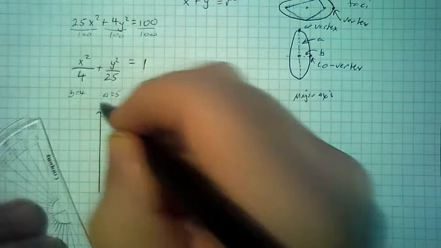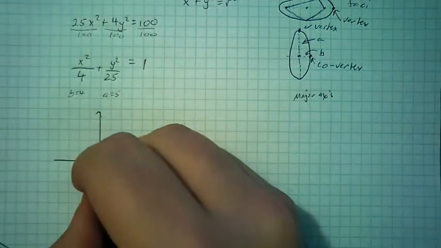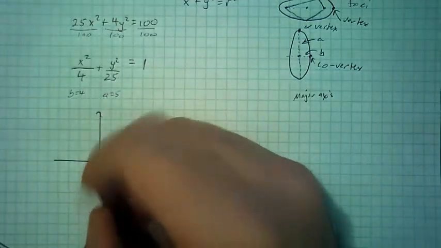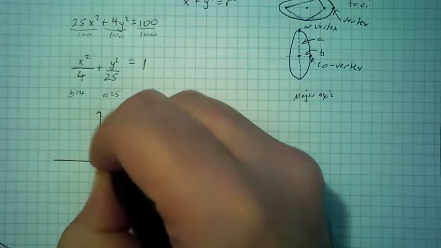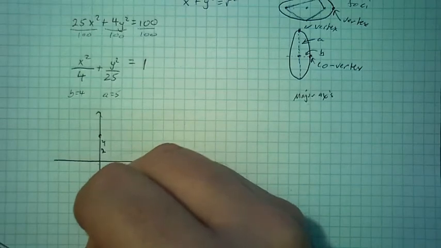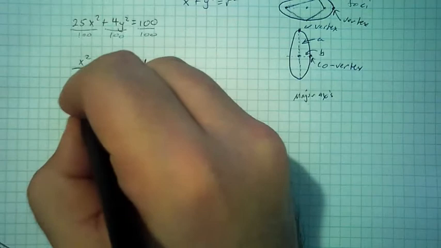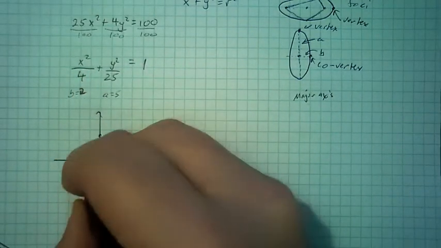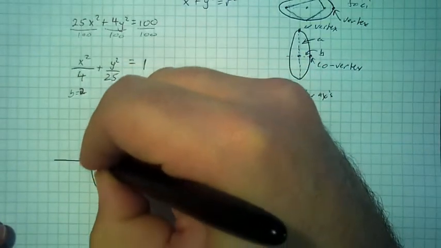My center is at 0, 0. All the centers in this section will be at 0, 0. So my center starts at 0, 0. The y's are going to go up and down from my center. It's going to go up 5 and down 5. But the b is only 2, so it's going to go 2 to the right and 2 to the left. And then I can draw my ellipse.